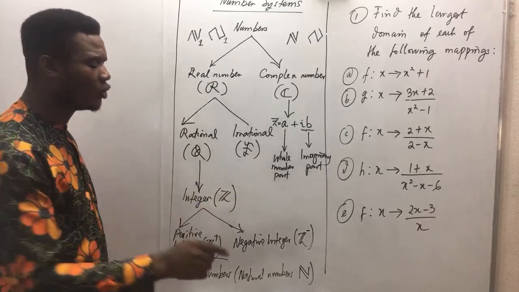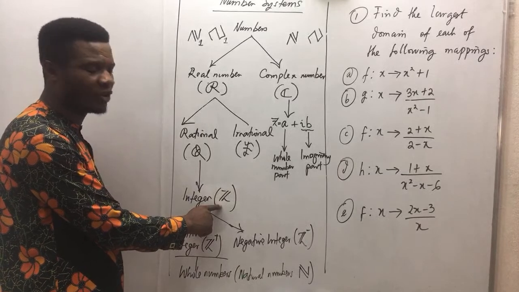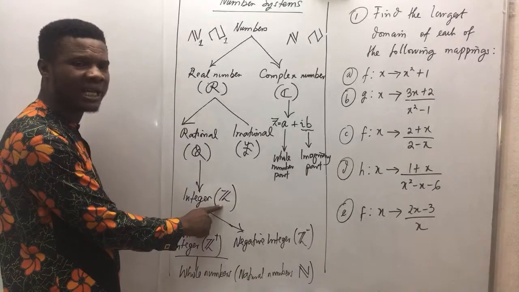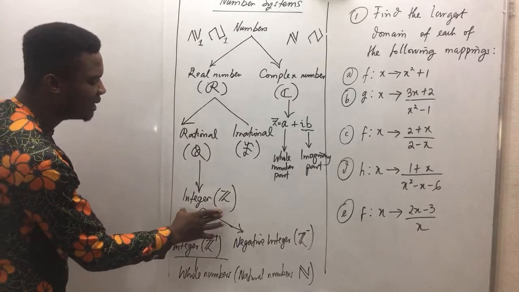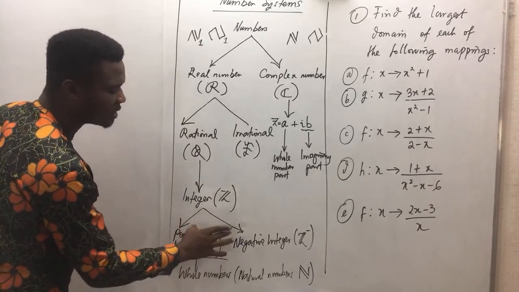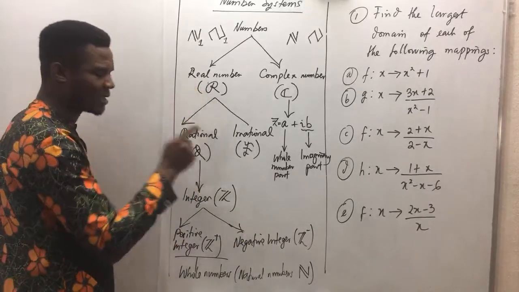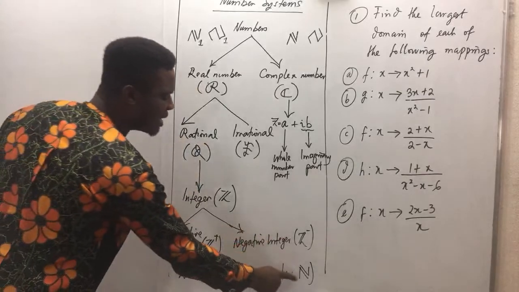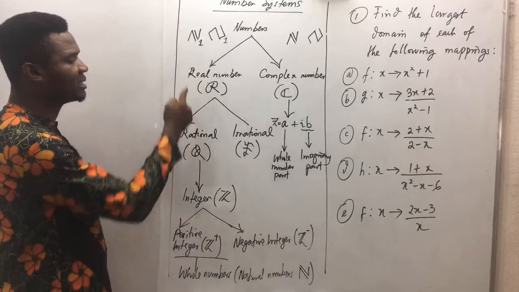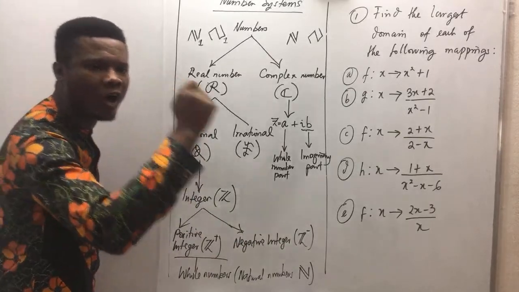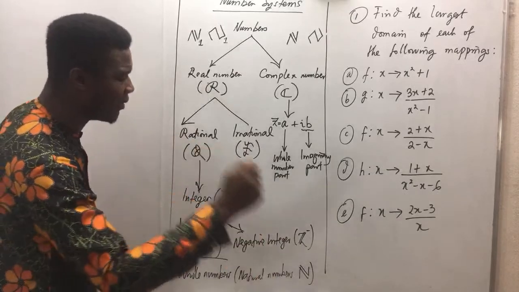Now please take note of this symbol, just in case you are solving a problem in mappings or functions of a real variable. Should you find this type of Z, it is referring to integers. Now, you will notice that integers, being just above natural numbers, are found under real numbers. This means that every natural number is an integer and every integer is a real number. So all natural numbers are real numbers. All integers are real numbers.